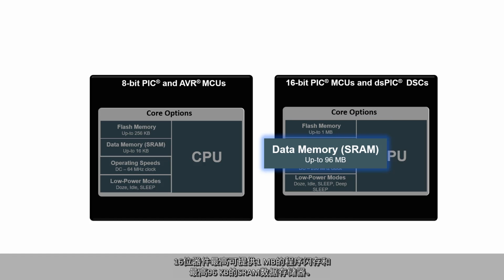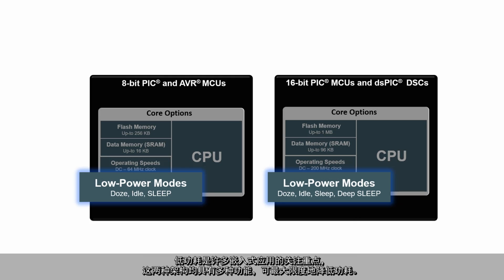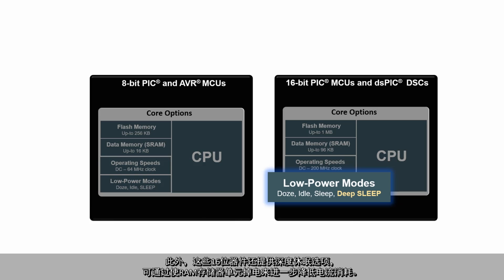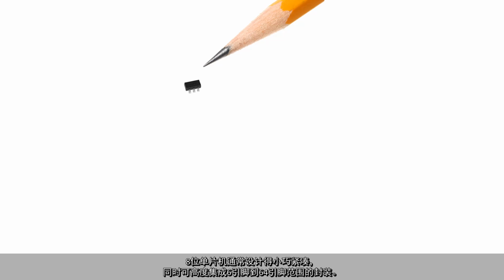Low power is a key concern in many embedded applications, and both architectures feature various capabilities to minimize power consumption. In conjunction with industry-leading low current consumption, doze, idle, and sleep modes of operation provide flexible CPU and peripheral clocking options with the ability of many peripherals to operate in these lower power states. Additionally, the 16-bit devices further provide a deep sleep option which further reduces current consumption by removing power to RAM memory cells.